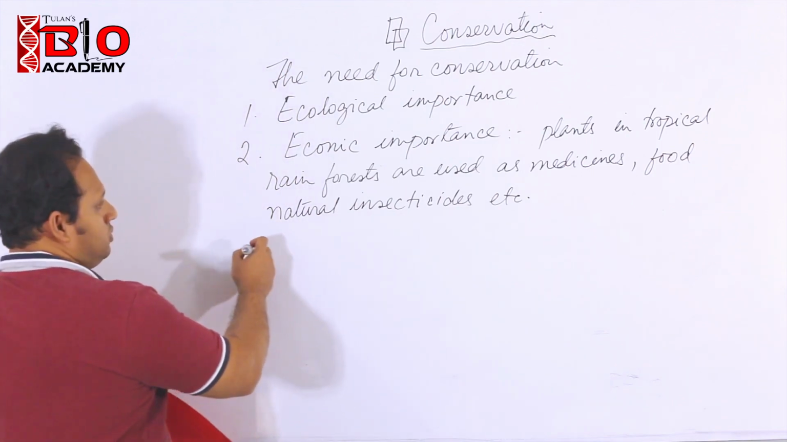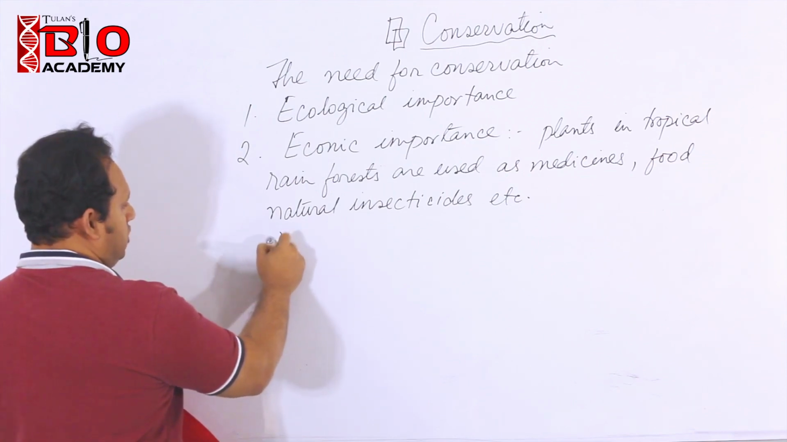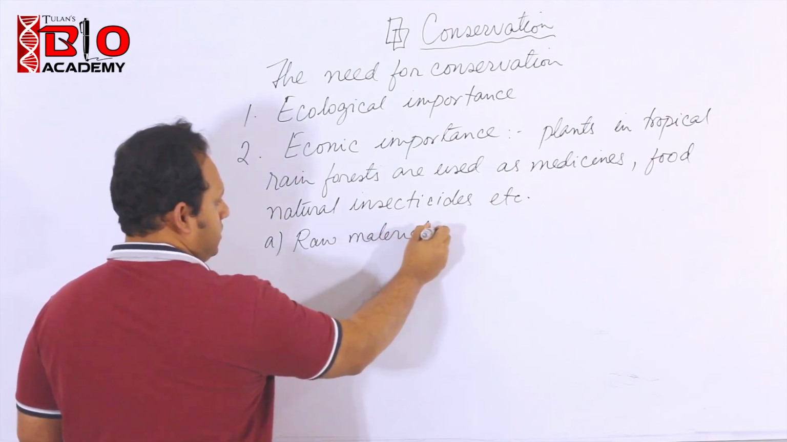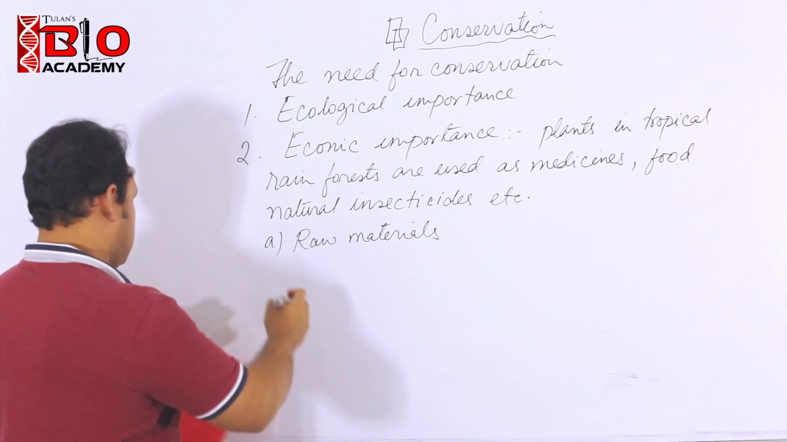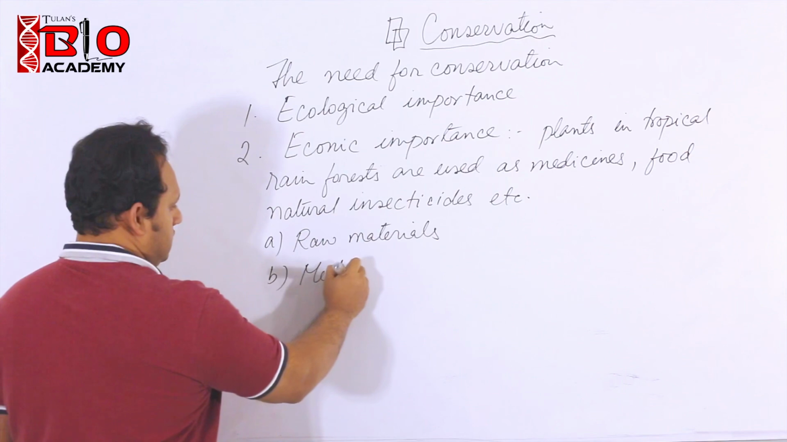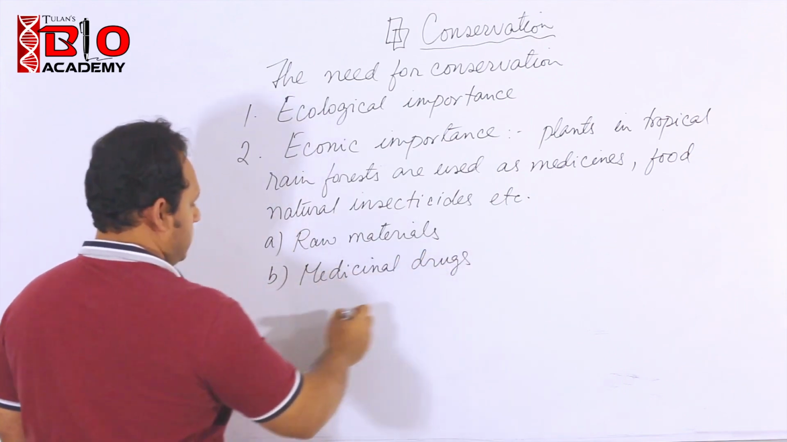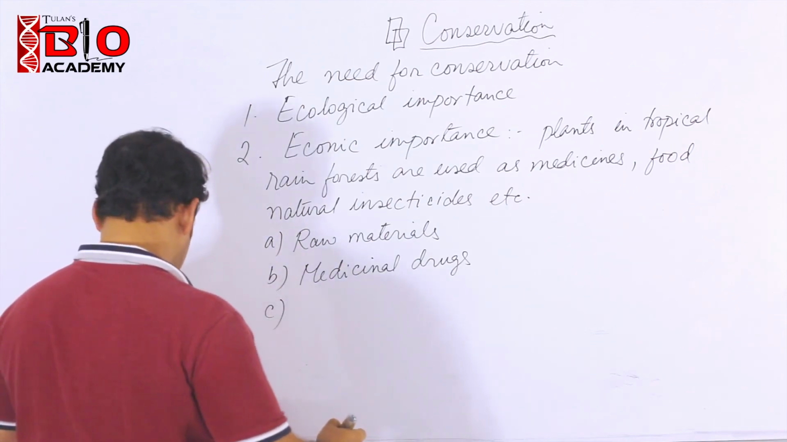Economic importance, so raw materials. They can be used as starting material for a lot of different products. Raw materials can be used for medicinal drugs, as I said, homeopathic medicine, and healers and all, they use that.